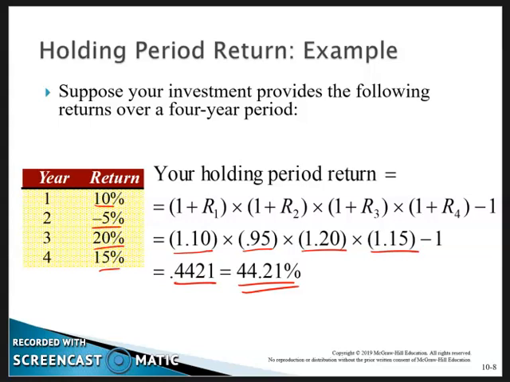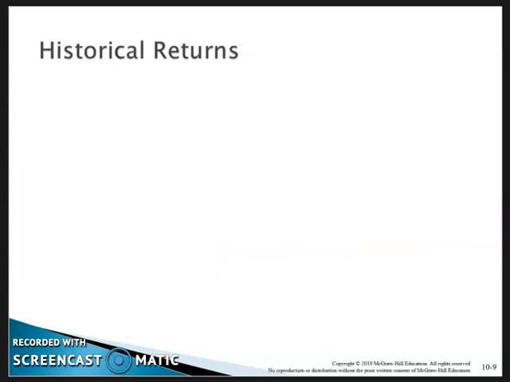One of the things to note is sometimes textbooks will use different names and so forth. We've seen that already. But in this case, we're going to use holding period return to note basically the geometric return for some period of time. So historical returns. We'll start the next lecture with historical returns.